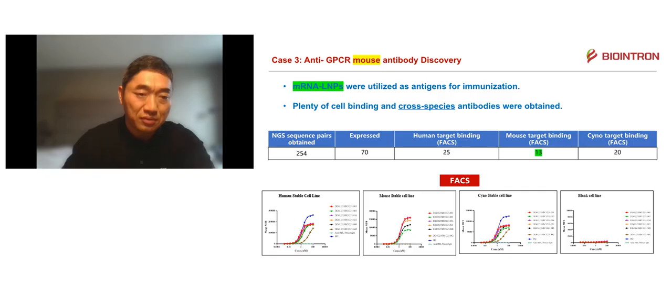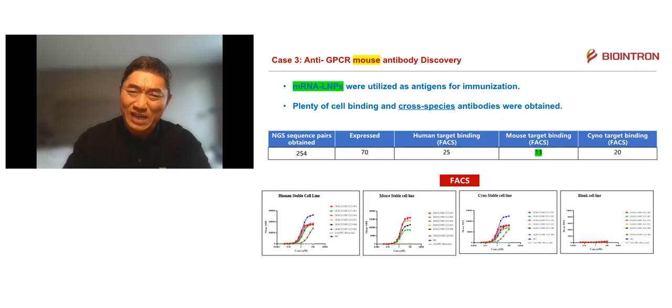From these 70, at the cell-based level we got 25 human cell binders, and among these 25, we got 20 that are cyno target binders. And what's amazing is that we got 13 mouse target binders. Why am I saying this is amazing? Because this antibody is raised from mouse, so it's a pretty low chance that you will get an antibody from mouse as a host that can also cross-react with mouse target. But we did, and we got 13. So if with hybridoma, as shown in case 2, I will not say 0, but there will be very little chance for us to get any hits.